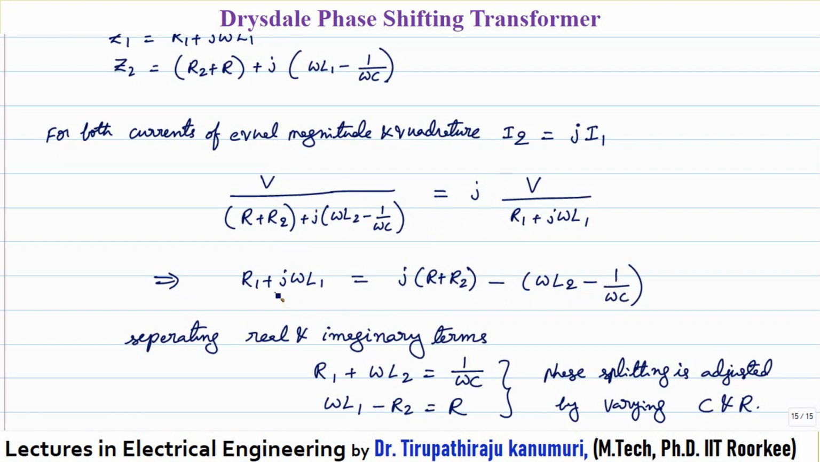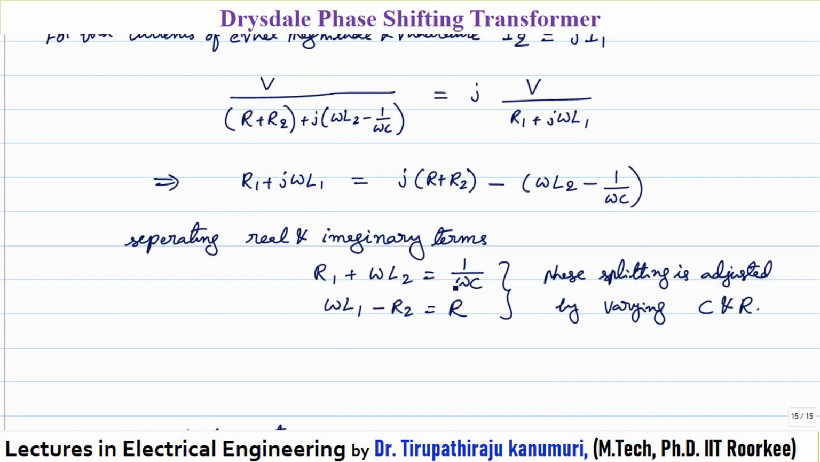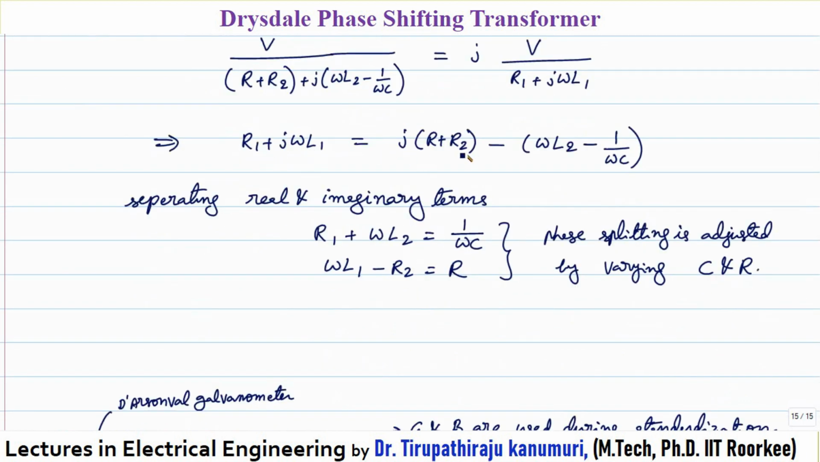Now I am separating the real and imaginary terms on both sides. When you compare them, because these two will be equal, the real part is equal and the imaginary part is also equal. Real part means R1 is equal to minus omega L2 plus 1 by omega C, or I can rearrange it as R1 plus omega L2 is equal to 1 by omega C. Comparing the imaginary terms, you will get omega L1 is equal to R plus R2, or otherwise omega L1 minus R2 is equal to R.